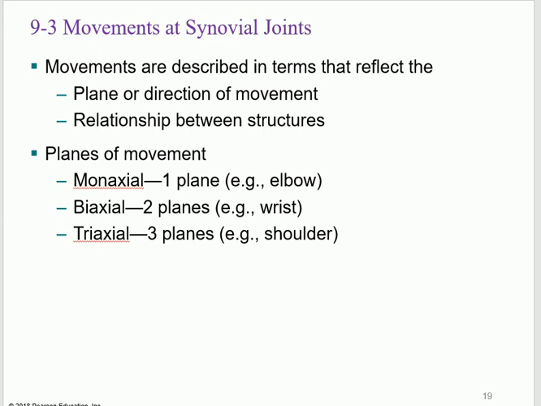Now, planes of movement, it can be as follows. If you go in one plane only, look at my elbow, I can do this and this. This is one plane only, okay? This is called flexion extension. When the angle of the joint gets smaller, smaller, smaller, you're bending. We call that flexion. And the opposite is extension.